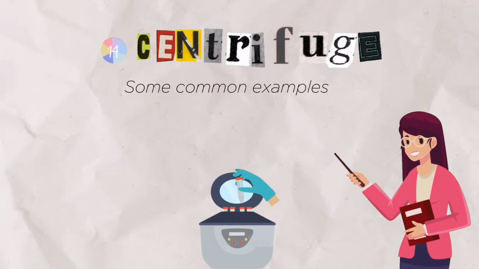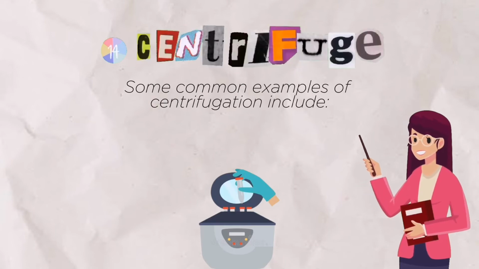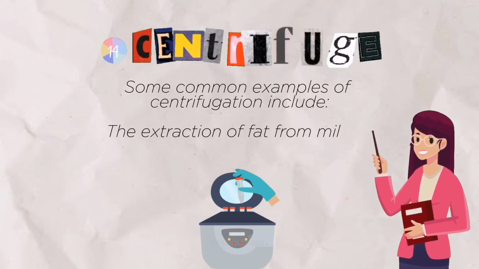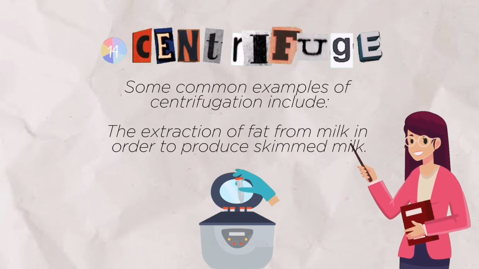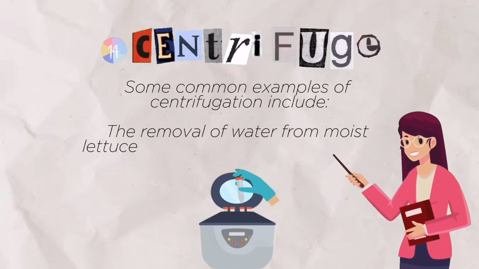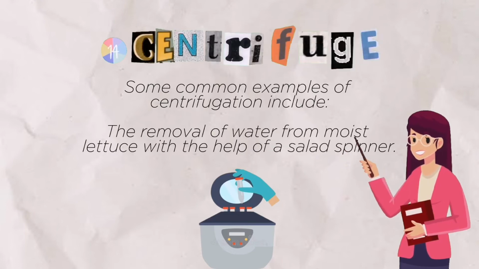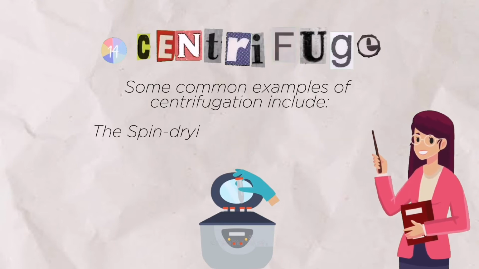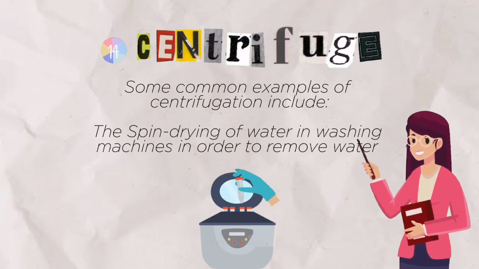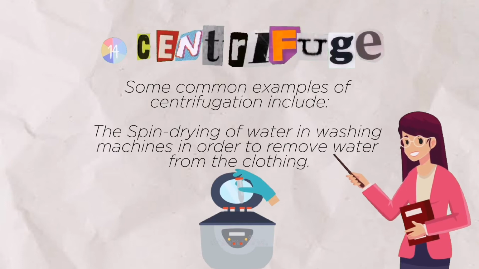Some common examples of centrifugation include the extraction of fat from milk in order to produce skim milk, the removal of water from moist lettuce with the help of a salad spinner, and lastly, the spin drying of water in washing machines in order to remove water from the clothing.